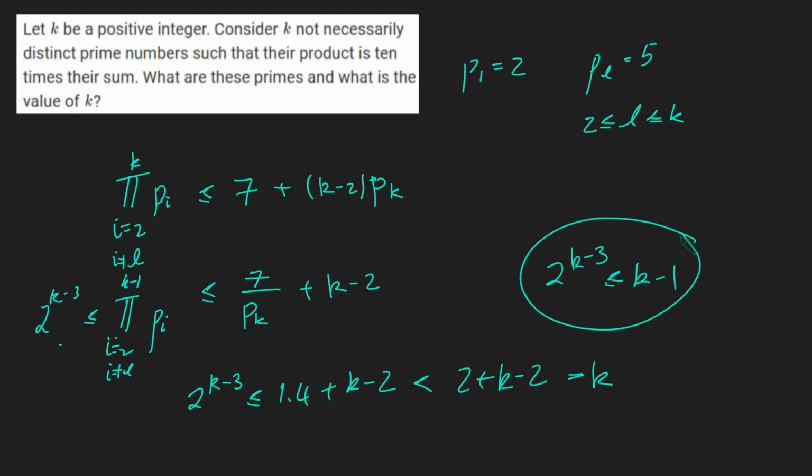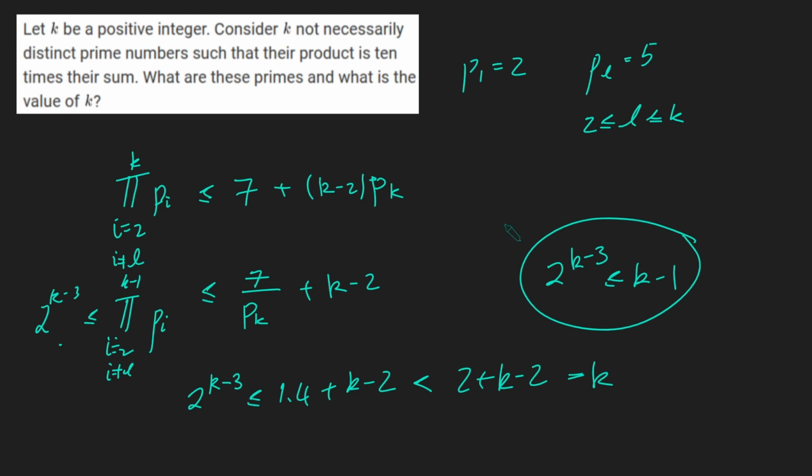And we get a much more obvious inequality here, where we can say that this is going to cause some issues if k is large. If k is 10 here, on the left hand side we have 2 to the 7, which I think is 128, and on the right hand side we have 10 minus 1, which is 9, and 128 is definitely not less than or equal to 9.